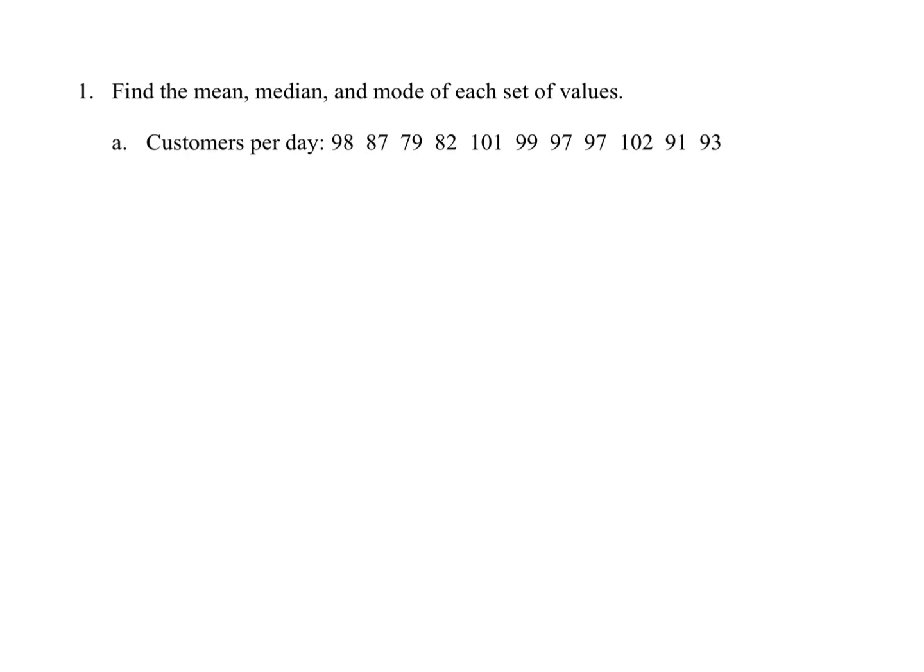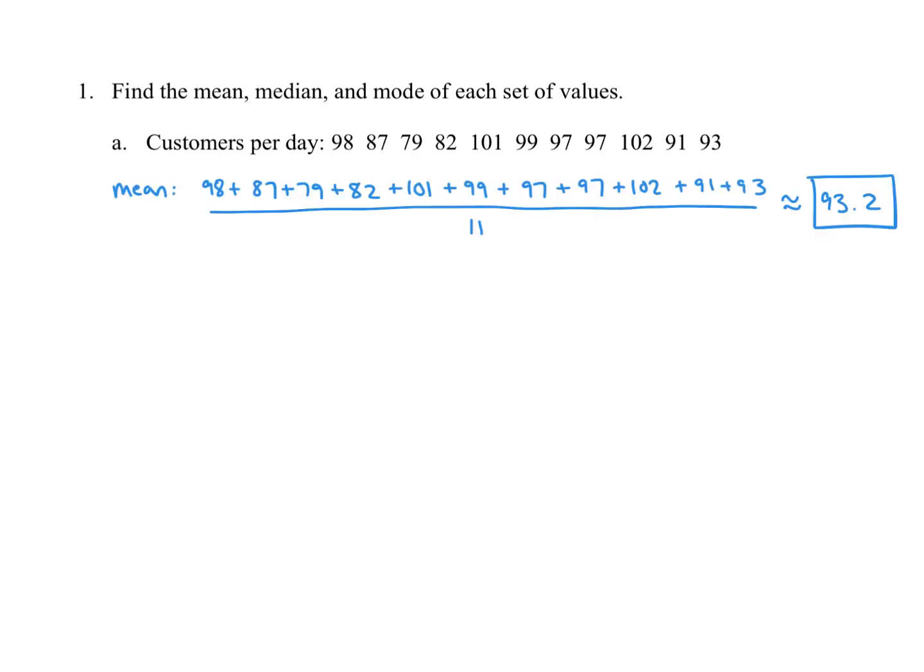Let's take a look at an example. We're going to find the mean, median, and mode of this set of values. To find the mean, you're going to add up all the numbers and divide by the number of data values. The mean of this set of data values is 93.2. Also, another word for mean is average.